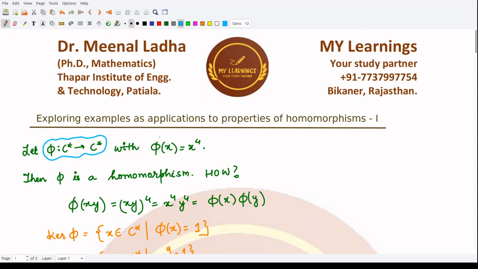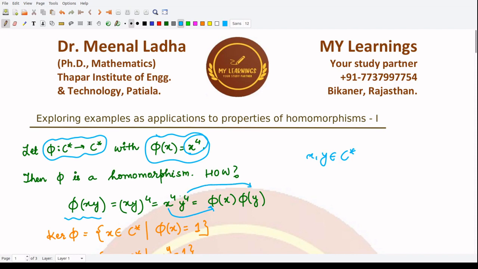The mapping is defined like this: phi of x is equal to x raised to power 4. Then we say phi is a homomorphism. How? If you take any two elements x and y from C star, what would be phi of xy? By the definition, it would be (xy) raised to power 4. So you can separate out the powers: x raised to power 4 times y raised to power 4. And x raised to power 4 is phi of x, and y raised to power 4 is phi of y.